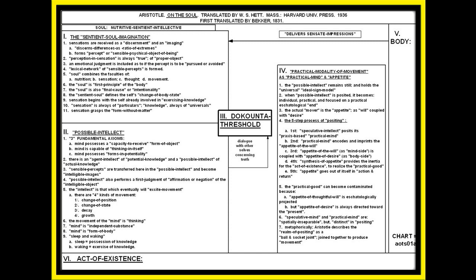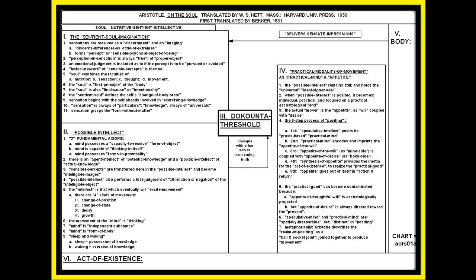Now, for Aristotle, there is an agent intellect, just as Aquinas had noted, of potential knowledge and a possible intellect of actual knowledge. The sensible percepts are transferred into the possible intellect and become intelligible images for Aristotle. They get transformed in being transferred in, from percepts to intelligible images. So there's a transformation that takes place immediately, and then the intellect is that which will eventually excite the body toward movement, toward some kind of an eschatological movement.